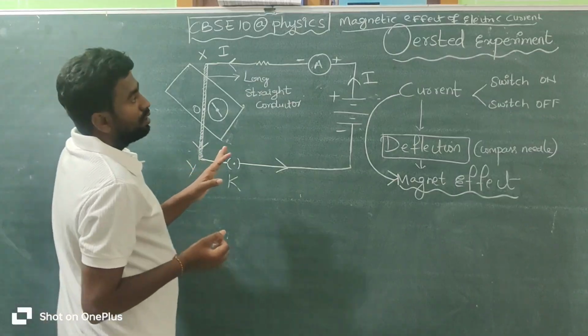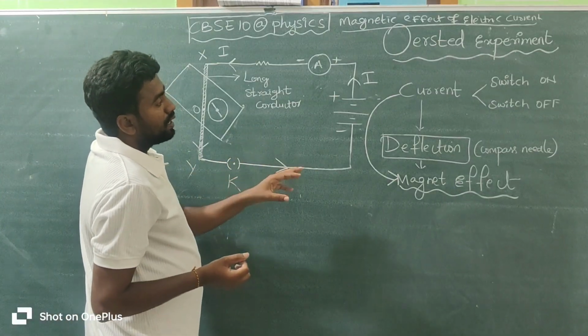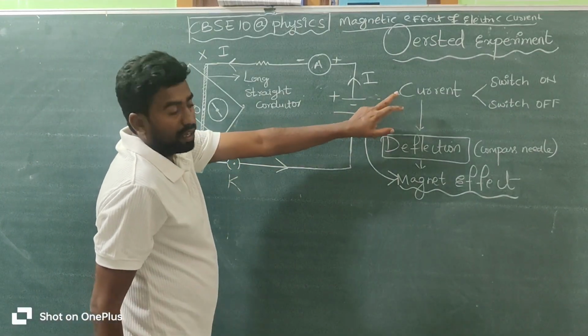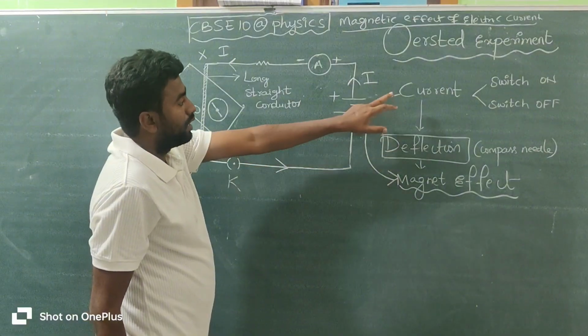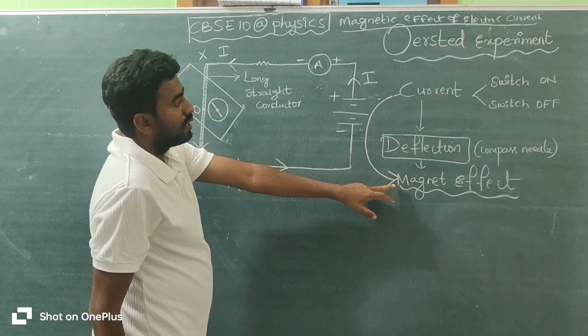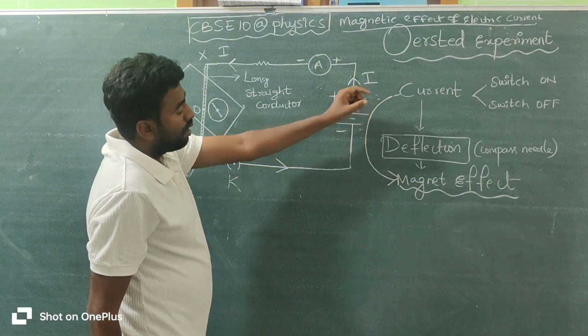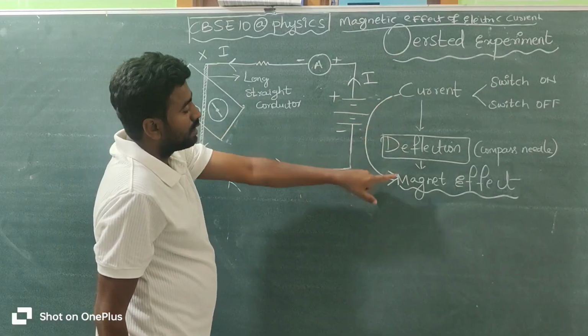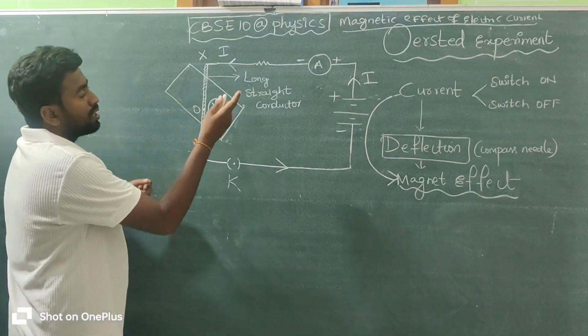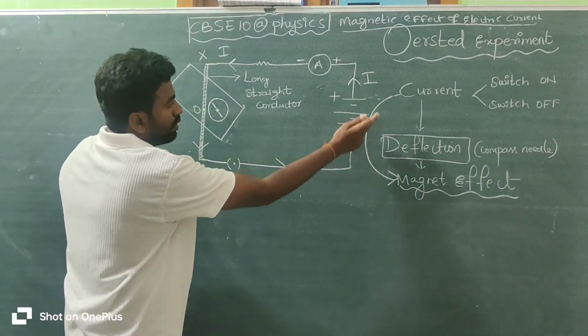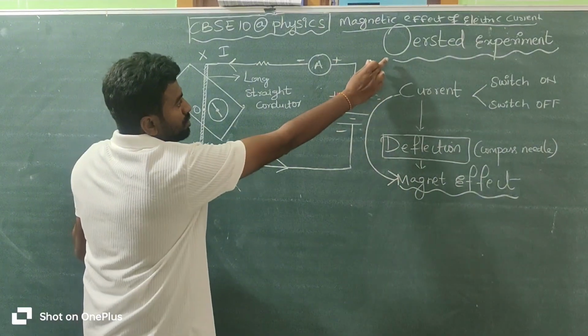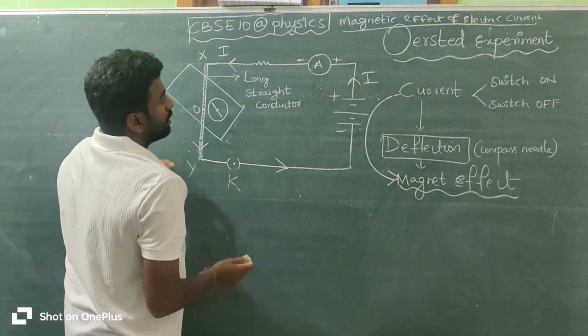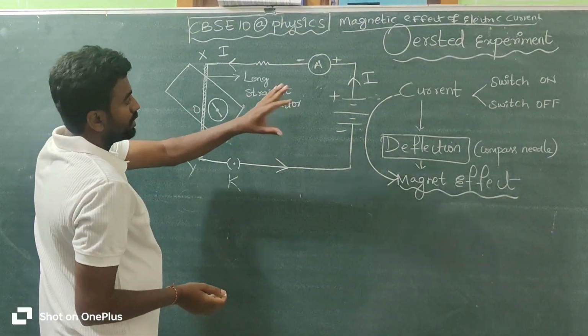Oersted experiment is the basic idea of the relation between current and magnetic effect, that current also has a magnetic effect. Let us see what the relation between current and magnetic effect is. To understand it, we have to discuss Oersted experiment.